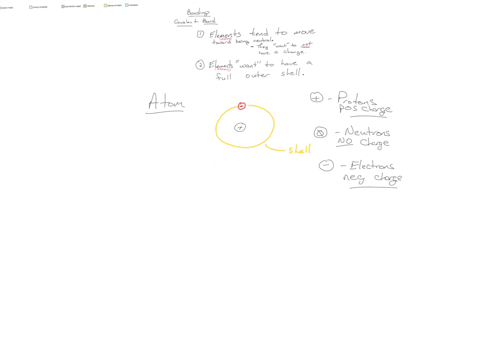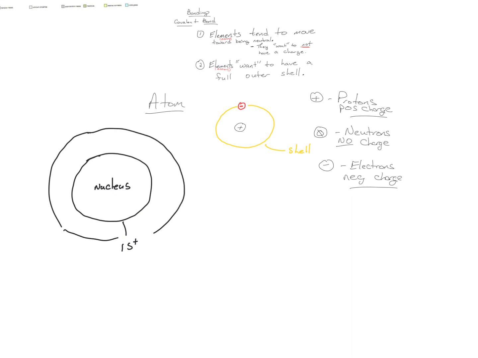But there's a first shell. All atoms have a general form: the nucleus is in the center, and then around it you have the first shell. That's the first shell. And then you have a second shell, and then you have a third shell. And it keeps getting bigger. As the atoms get bigger, the shells get bigger. All right, so do you understand what I'm saying with the general pattern of an atom?